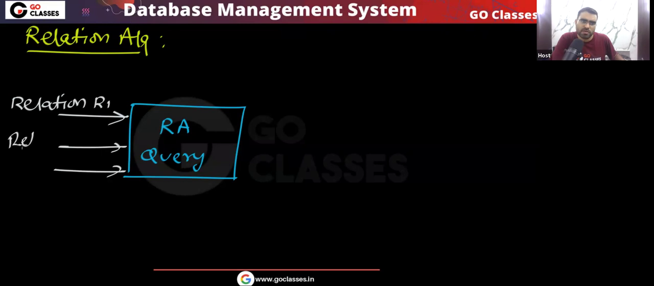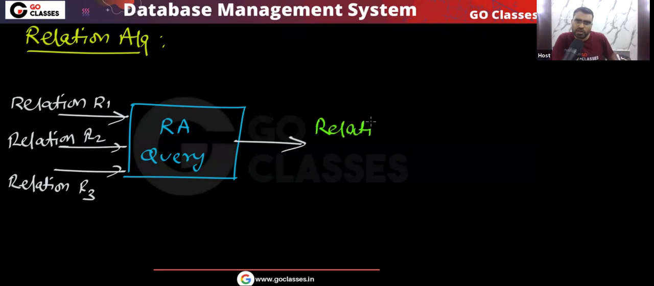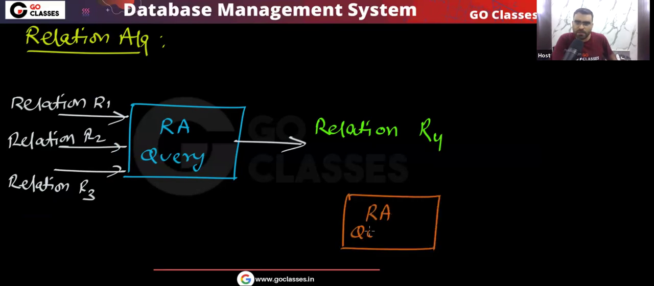So remember, the tables are relations. And remember, the output is also a relation. Is this clear? And remember, every relation is a set of tuples. So the input is a set of tuples, and the output is also a set of tuples in the relational algebra query.